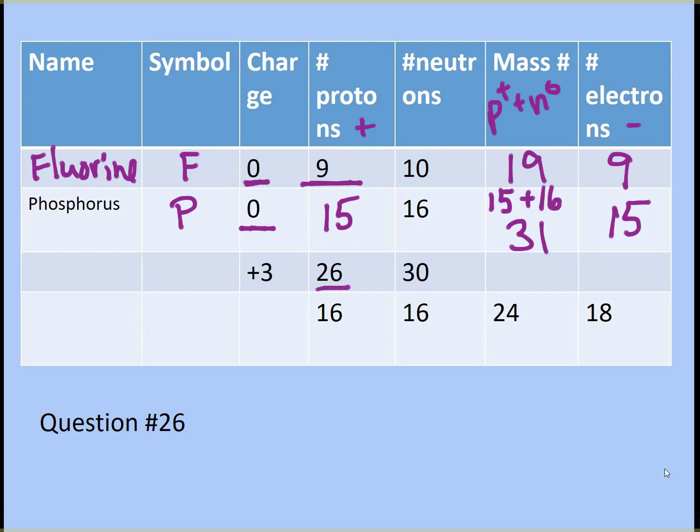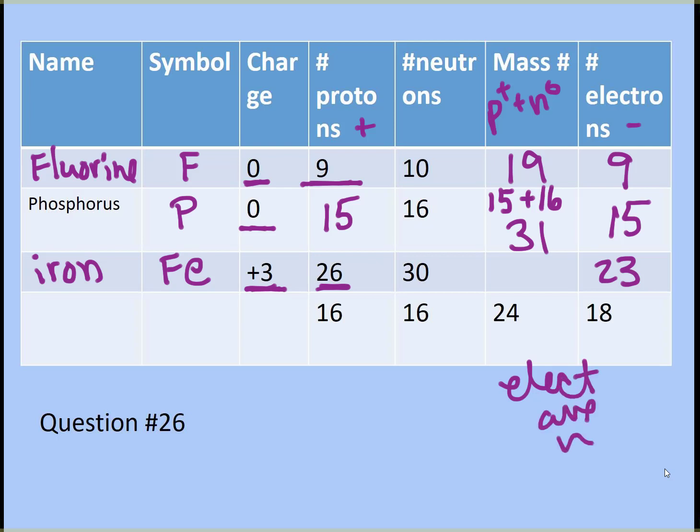So I have number of protons is 26, and on the periodic table that's iron with a symbol of Fe. And then the charge is a 3. So remember, the charge has to do with electrons being gained or lost. Because it's a positive 3, that means 3 electrons left. So instead of having 26 electrons, I'm going to have 23 electrons. So remember, electrons are negative. So if they leave, it becomes more positive. My mass, I'm going to take 26 plus 30, and I'm going to get 56.